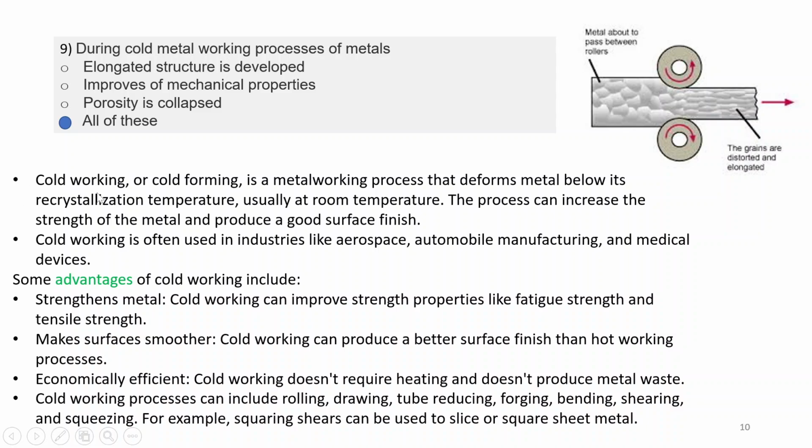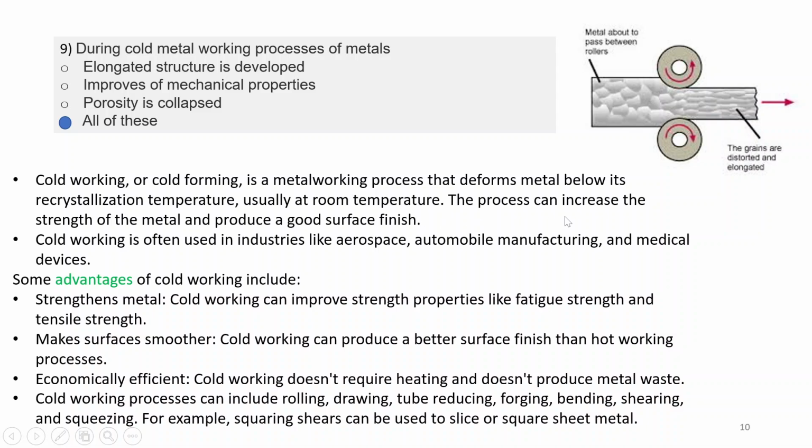In case of cold working, you are processing below recrystallization temperature and usually at room temperature. While for some metals which have very low melting temperature, room temperature can also be hot working. For example, tin or similar metals which have very low melting temperature, at room temperature, if you are providing some working, then it can be termed as hot working as well, or warm working.